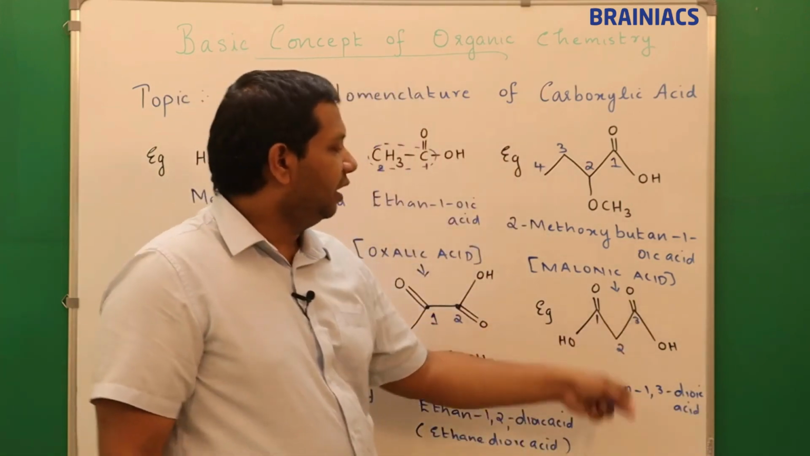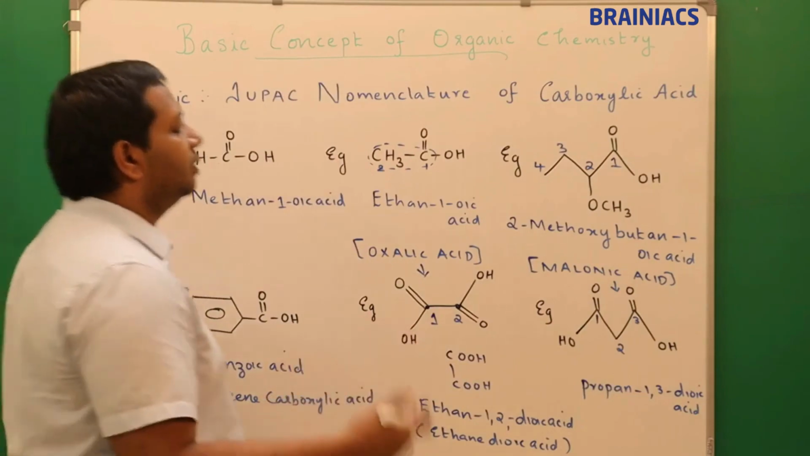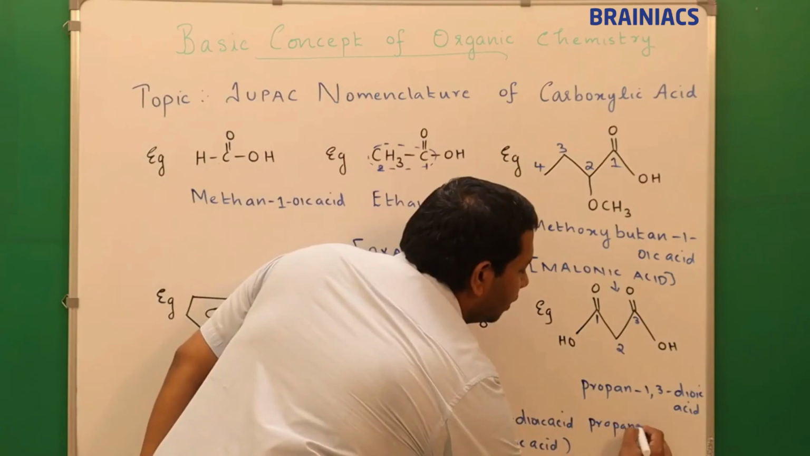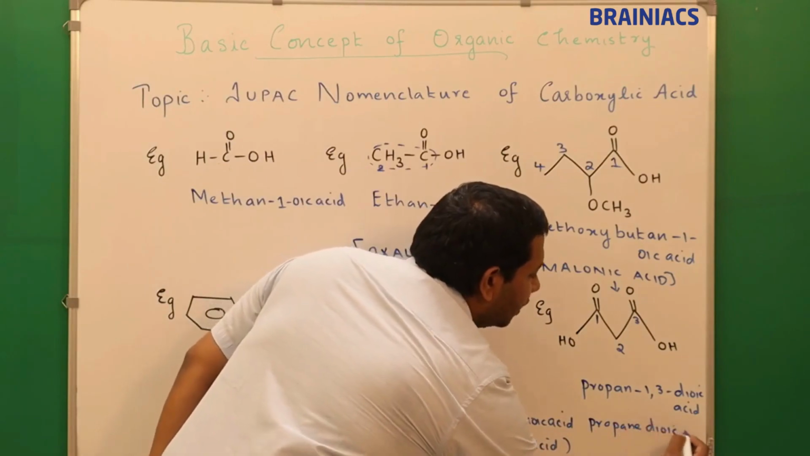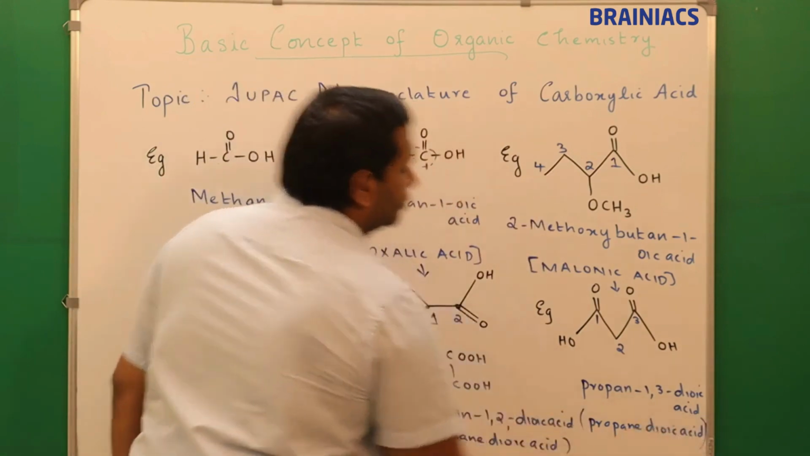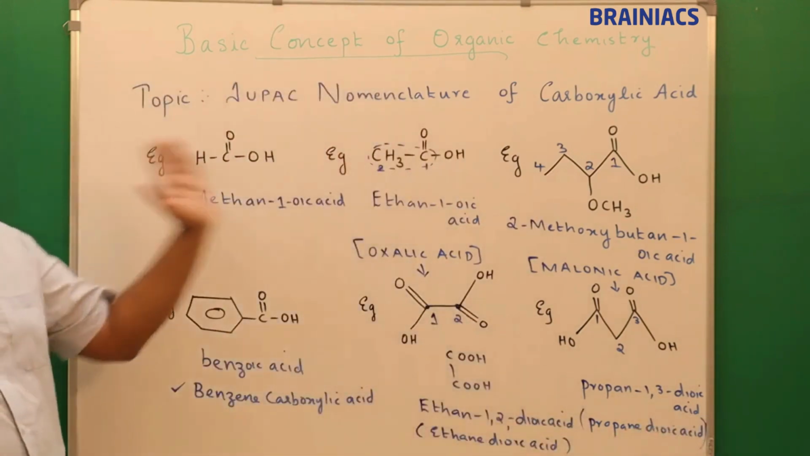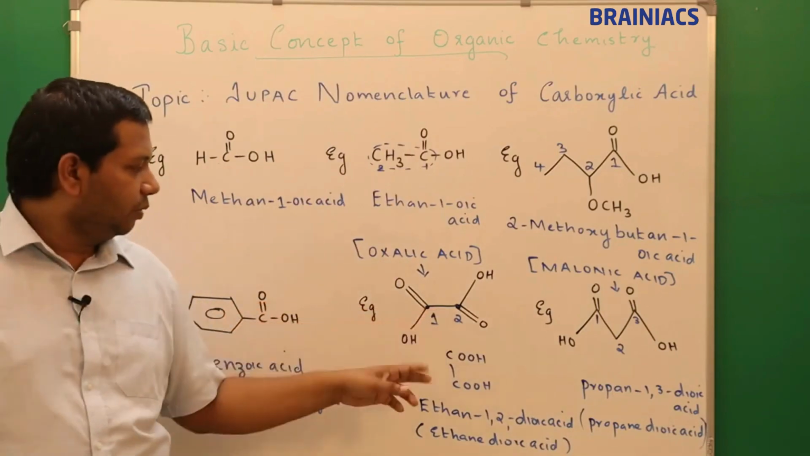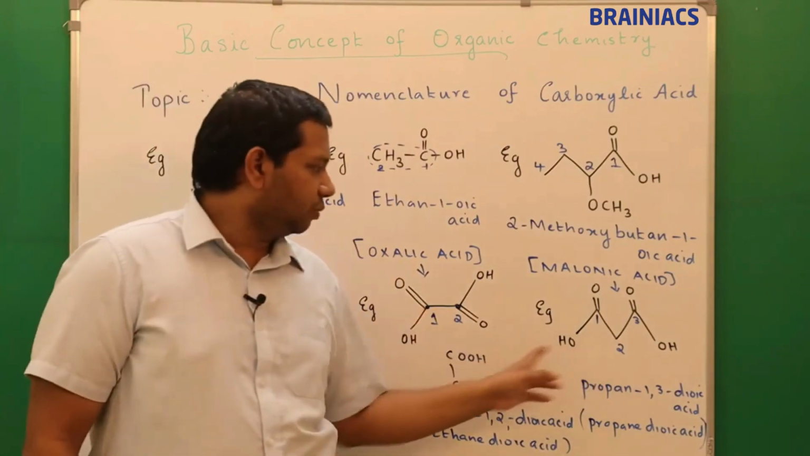Propane-1,3-dioic acid, or sometimes they use the term propanedioic acid. Both are correct. Understood? I hope you understood. Please go through it, and if there is any doubt, tell me. Here, if you need, you can draw the picture of this like this one also.